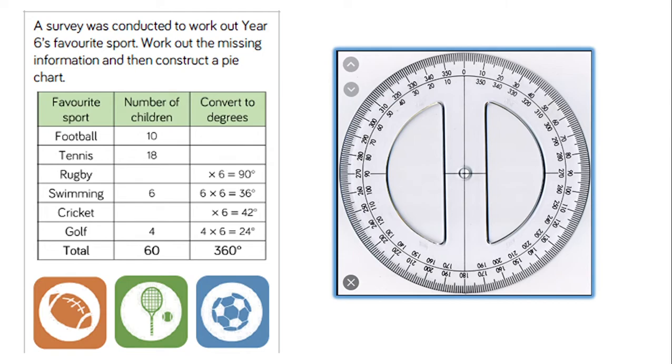Okay, hopefully we can see that going from 60 to 360 degrees, we're going to multiply by 6. So going from number of children to degrees, we're going to multiply by 6. If we need to go back the other way, we're going to divide by 6. So football is going to be 60 degrees. Tennis, 18 times 6 is 108. That's going to be 108 degrees. Here with a 90, we had to work back. That'll be 15. Swimming's done for us. And then cricket, we need to divide 42 by 6 to get 7.